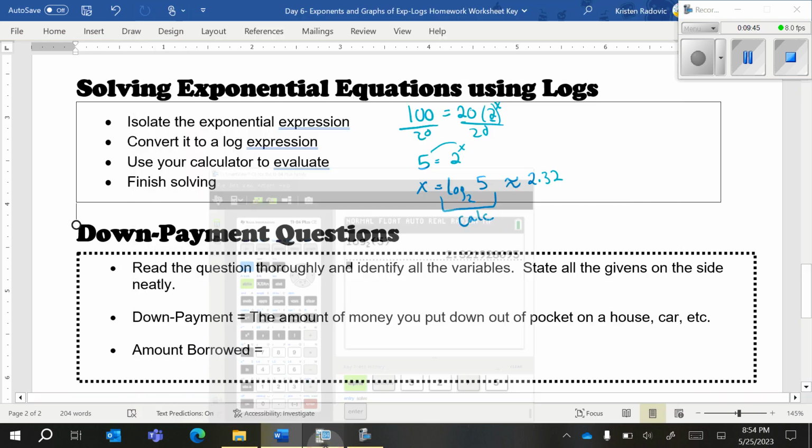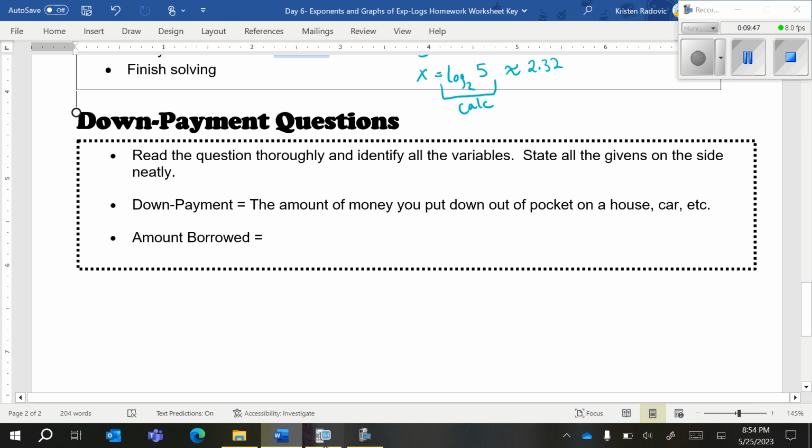Okay. The last thing we have to cover is down payment questions. So do you remember those really weird mortgage problems that we got, and they had insane formulas that you didn't have to remember? You do need to remember the vocabulary of it. So please be careful when reading the question thoroughly and identify what each variable is. If you write everything down on the side, you do have to know that a down payment is the amount of money you put down out of pocket on a house.